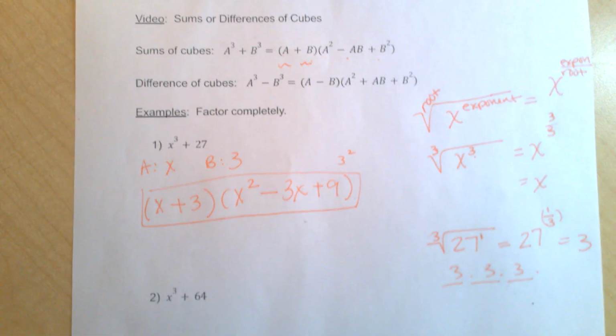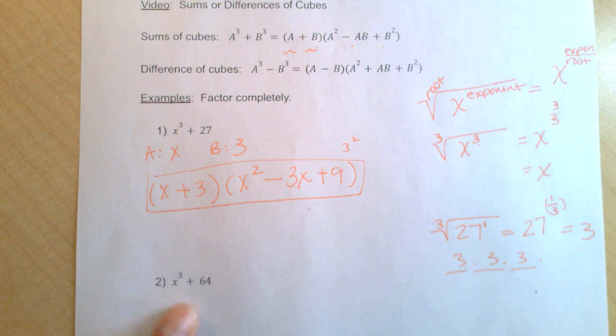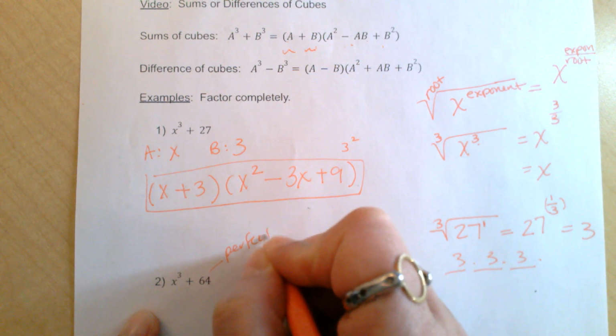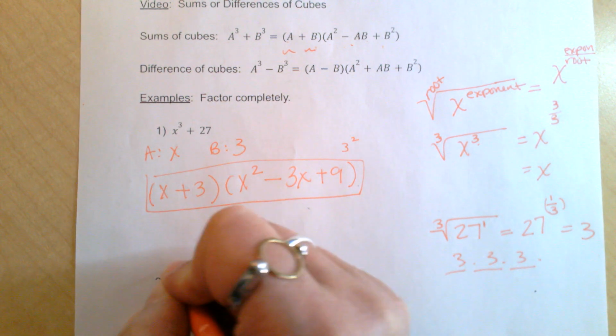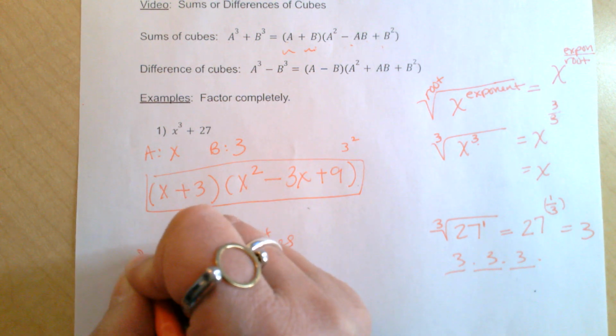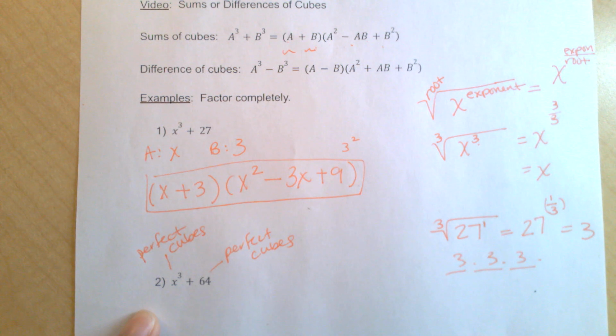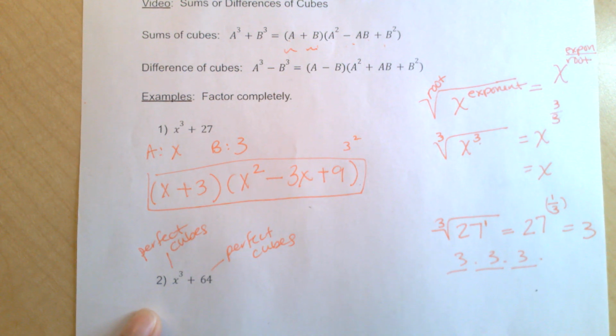All right, let's go to number 2. Number 2, we still have a sum, keeping it consistent. And so we have a sum, plus and plus. We have perfect cubes, so that's what we're looking for, perfect cubes now. Just like we did perfect squares before, perfect cubes. Okay, and that's what a perfect cube is here.